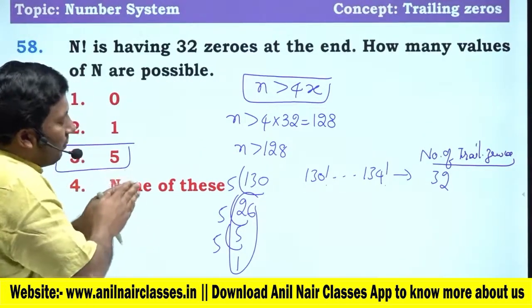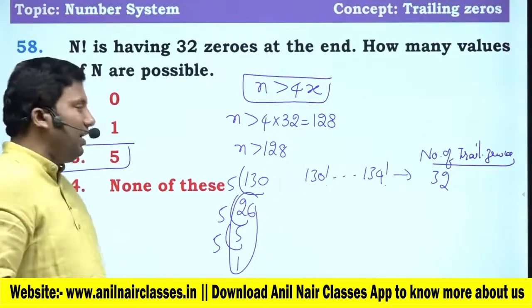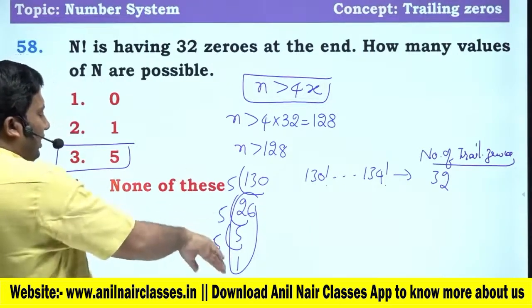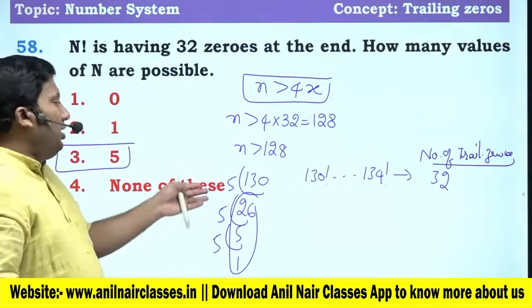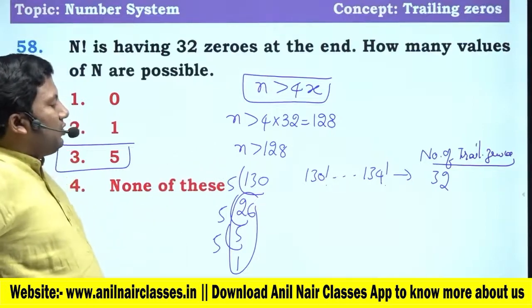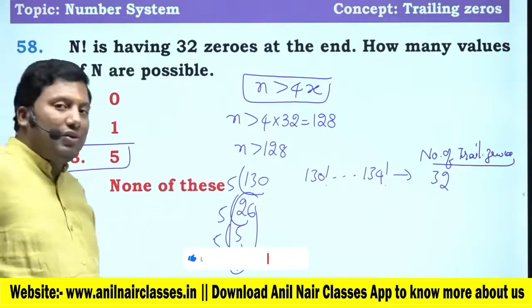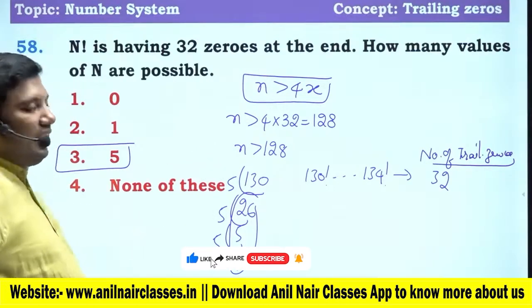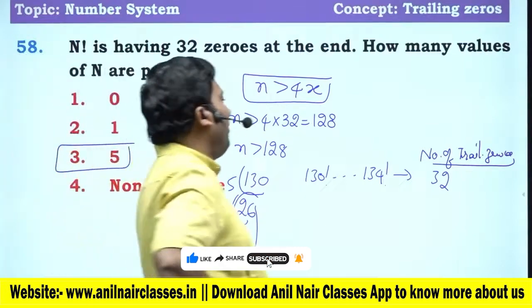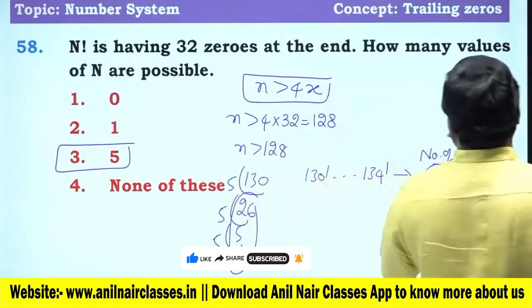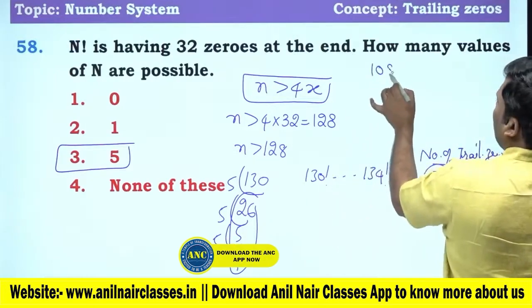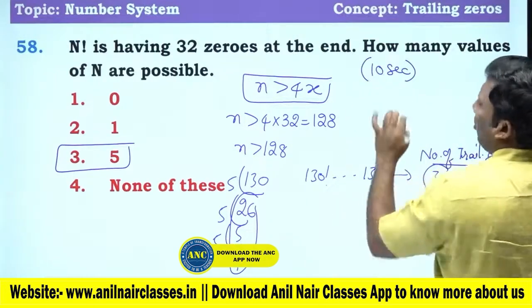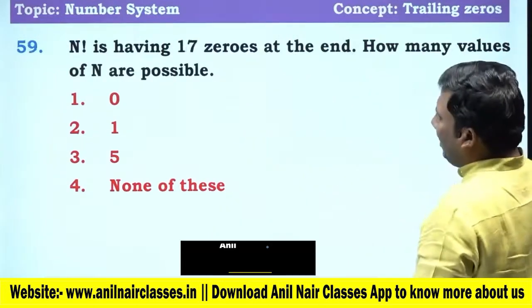What is the multiple of 5 greater than 128? 130: 5 26s are, 5 5s are, 5 1s are. So it is coming out to be 32 zeros. So from 130 to 134, a total of 5 numbers have got 32 trailing zeros. If you know this concept, it is a 10 seconds problem, sir. If you don't know this, then you will find it very difficult.